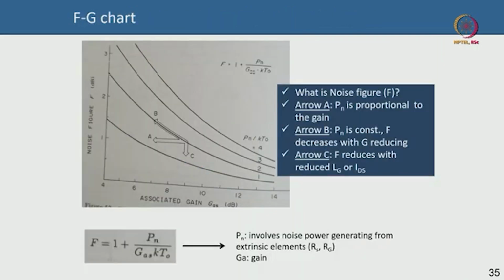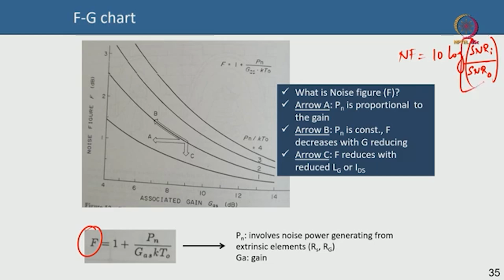So, what I am showing you here is now an FG chart. F stands for noise figure that we already talked about. Noise figure or NF is basically the 10 log of the signal to noise ratio at the input divided by the signal to noise ratio at the output. The signal to noise ratio at the output always degrades compared to the input, because not only are the gain and signal both getting amplified, but the device itself is also adding its own noise. So, the signal to noise ratio at the output is always lower than that of the input.